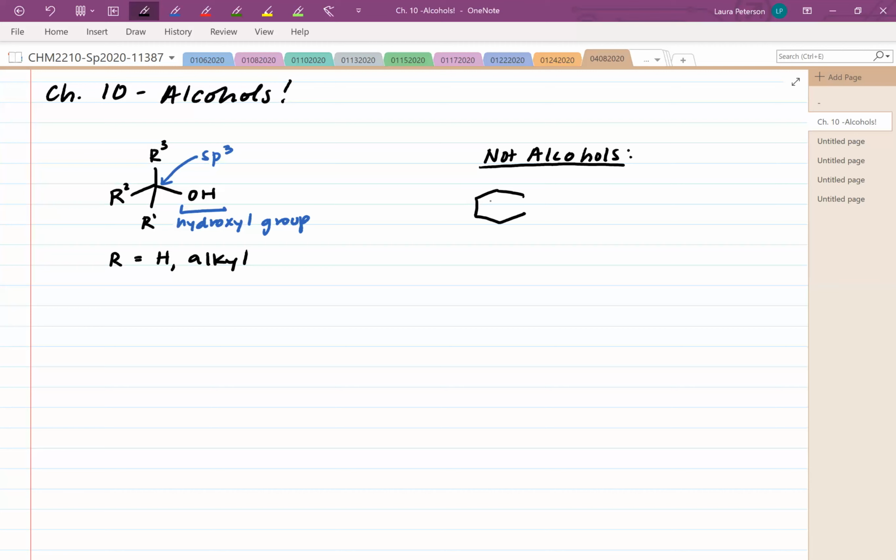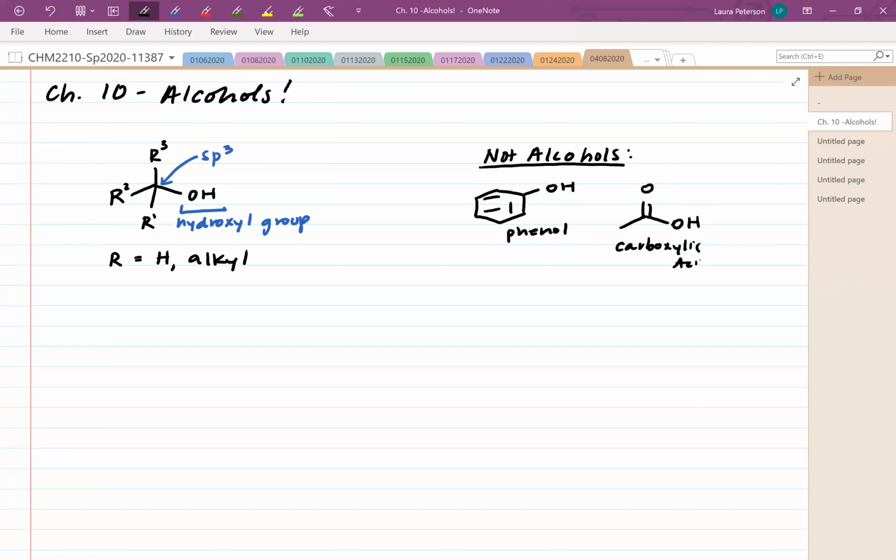So one of them would be phenol. Okay, so that's really in its own class of functional groups. We also have carboxylic acids. So notice in both phenols and carboxylic acids, the carbon that bears the hydroxyl group is sp2 hybridized. Okay, so here we have a carboxylic acid.